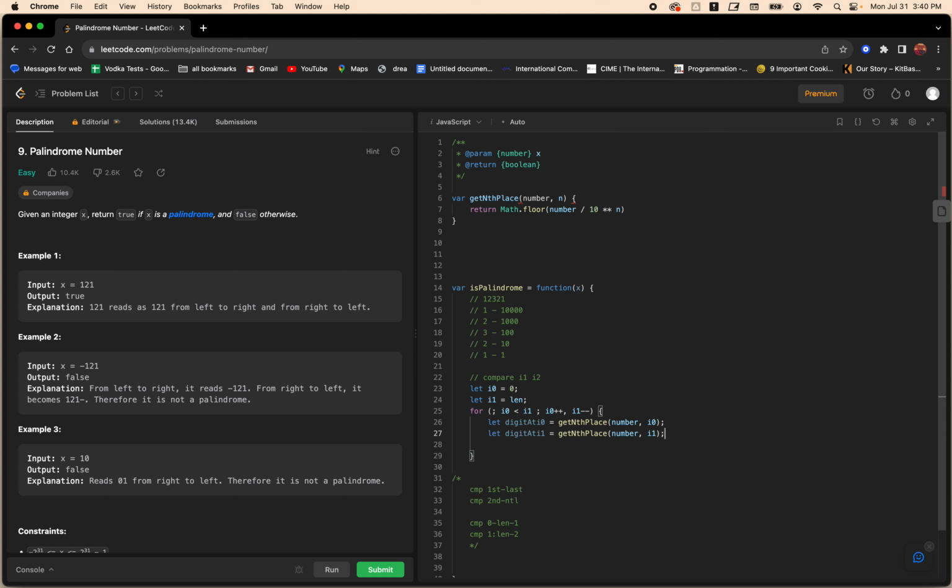So now these two variables here store these two digits, and I want to make sure they're the same. If digit at I0 is not equal to digit at I1, we can just straight up return false because we know it's not a palindrome.